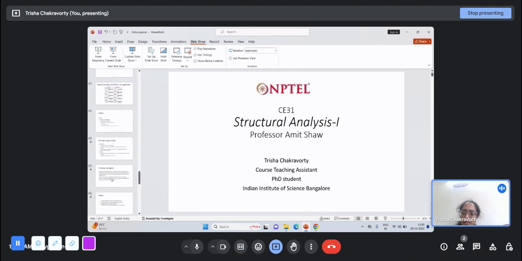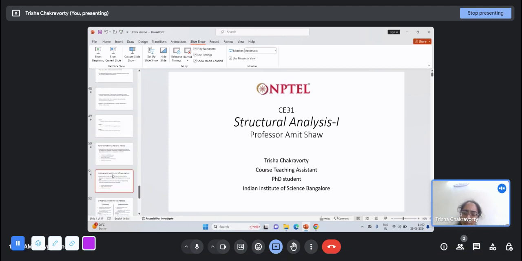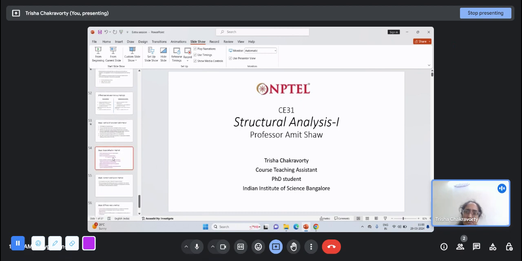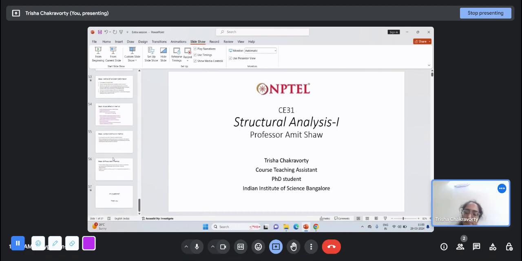And analysis of indeterminate structures is not that important for the competitive exams because they are very elaborate. They take a lot of calculation. You need to solve a lot of extra equations and all that. But they're important for normal written exams. So I think that is all for this course.